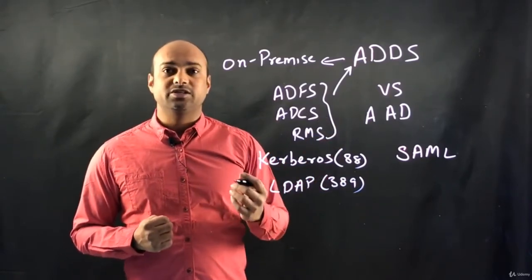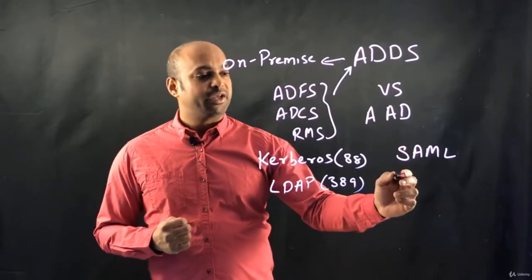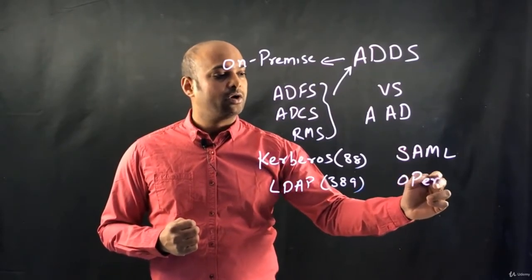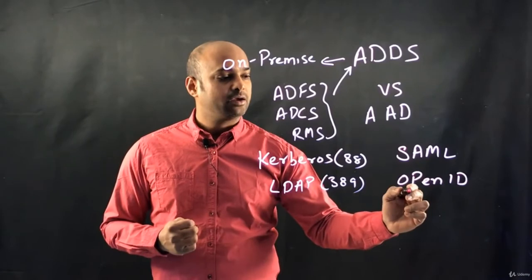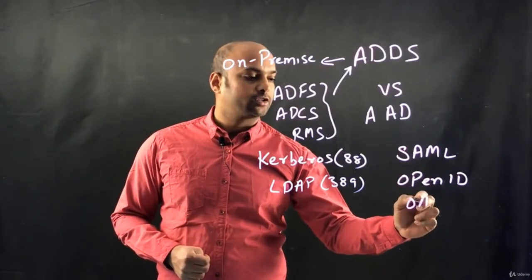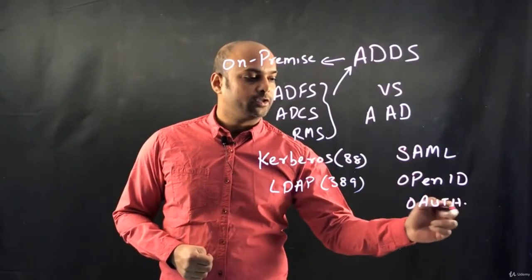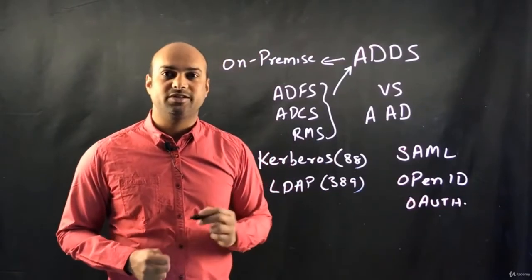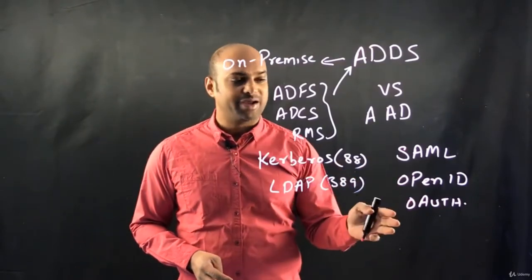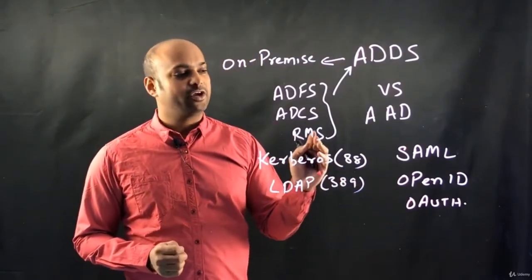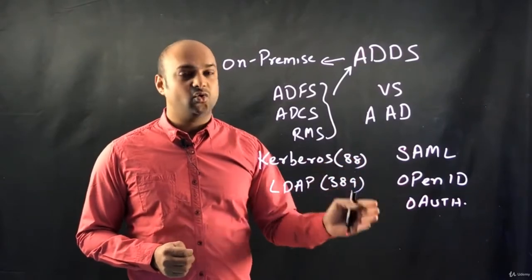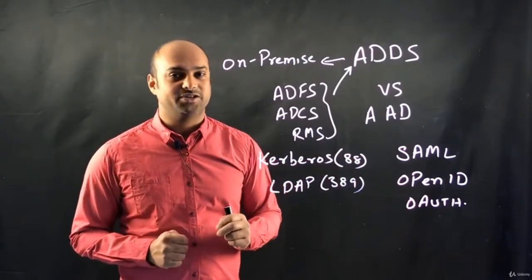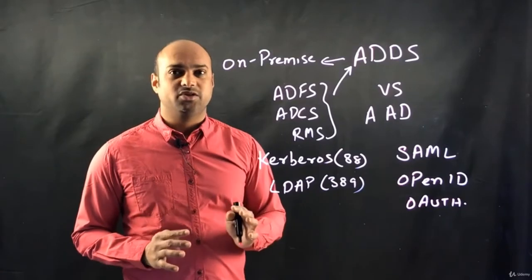If your application is not SAML compatible, then you can go for OpenID or OAuth. The auth here does not represent authentication, it represents authorization. So OpenID is for authentication and OAuth is for authorization. These are the main concepts here.